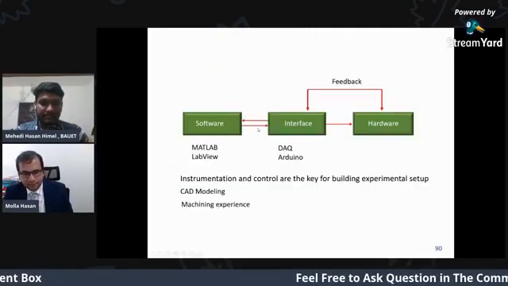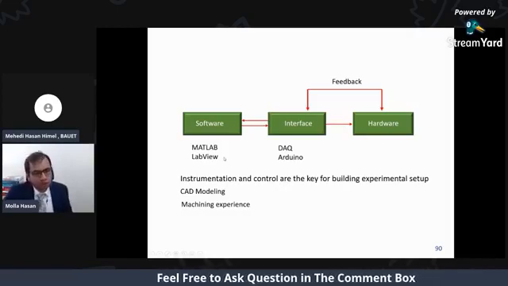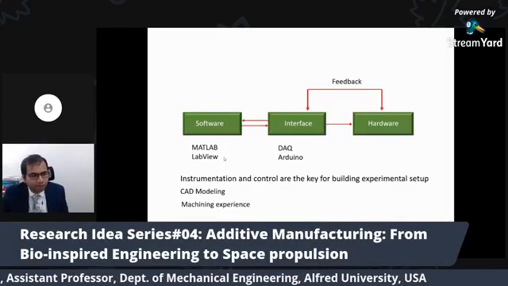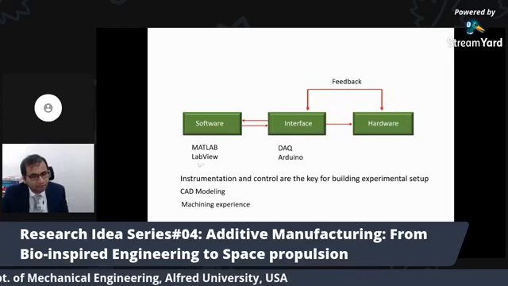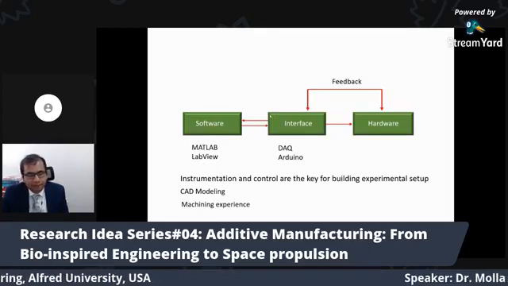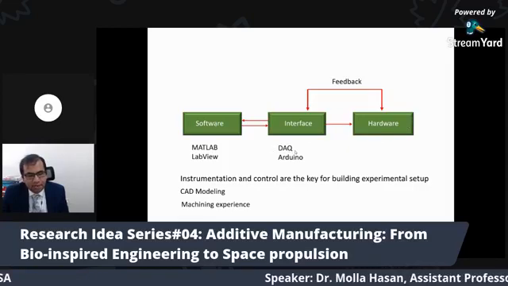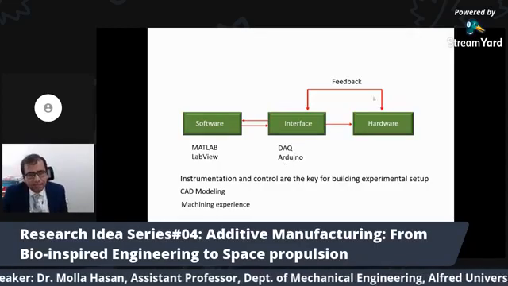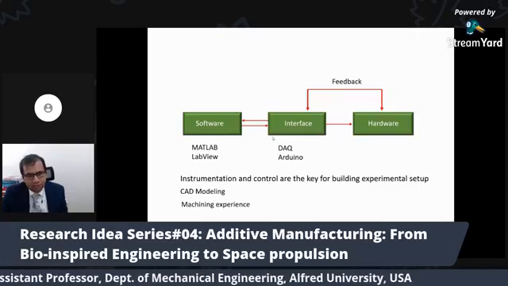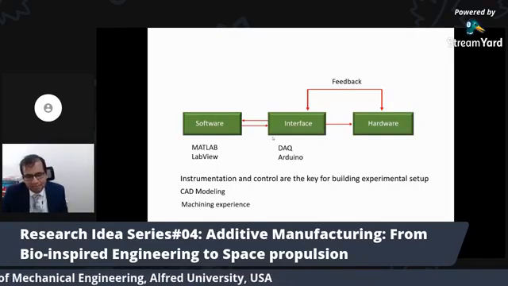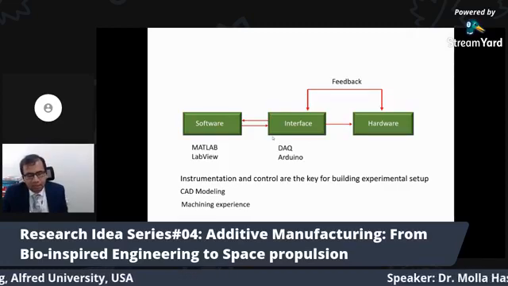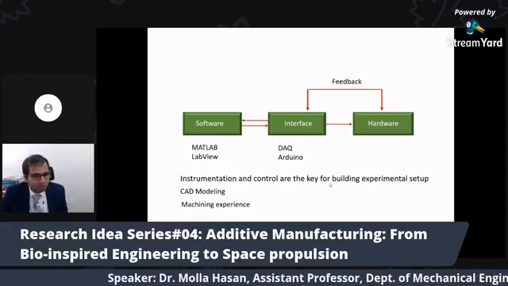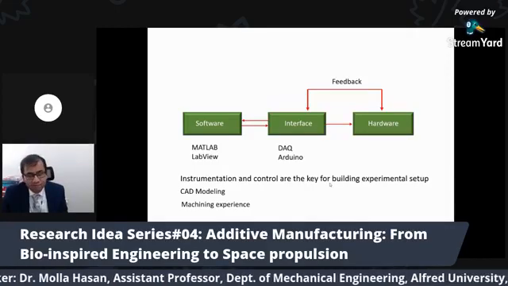So what I would say is that nowadays, even though your field of study is mechanical, chemical, or whatever, you should have very sound knowledge of software like MATLAB and LabVIEW, and you should be able to interface the software with the hardware by using a DAQ, a data acquisition system. Something like an Arduino is a small data acquisition system, and this kind of technique is so useful. I think many countries like China, Iran, and some Indian folks are very good in instrumentation and control. And nowadays, instrumentation and control are the key for building the experimental setup.